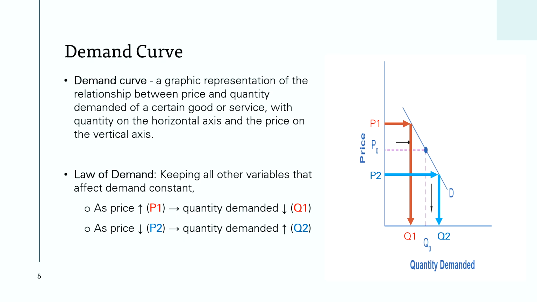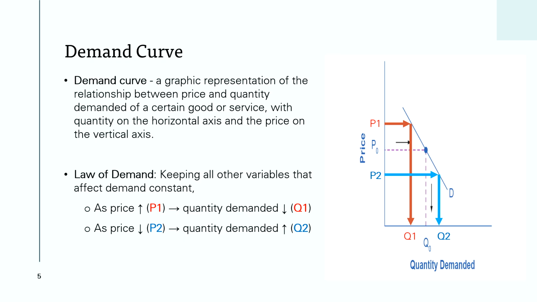Here is the demand curve, which shows the relationship between price and quantity demanded. On the graph, price is on the vertical axis, quantity is on the horizontal axis. The demand curve slopes downward, reflecting the law of demand. When price increases, the quantity demanded decreases. When price decreases, quantity demanded increases.